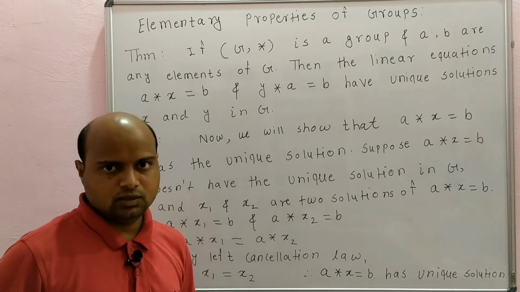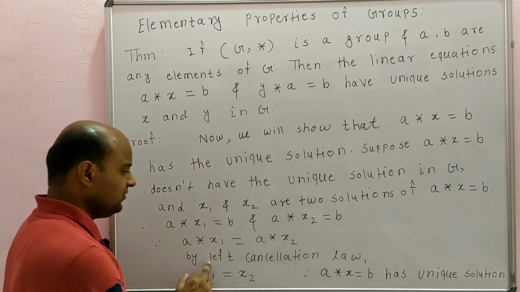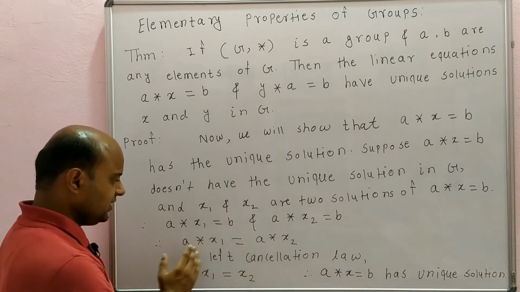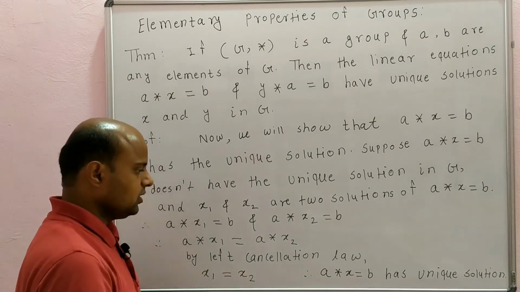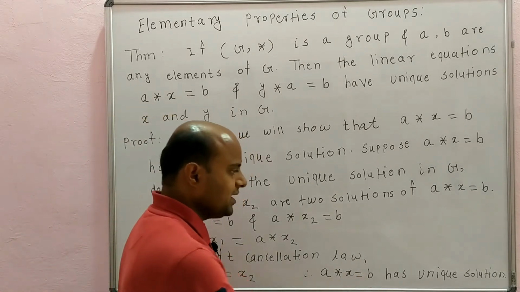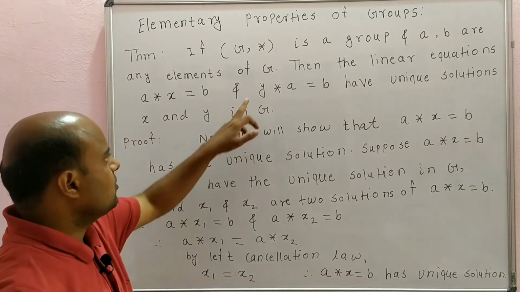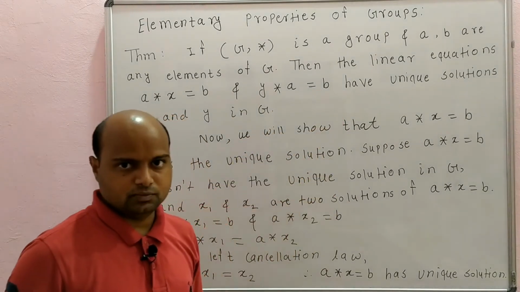We have just learned the left cancellation law holds in G. Therefore, by the left cancellation law, A will get cancelled from the left hand side, and so we will get x1 is equal to x2. Therefore, A star x is equal to B has a unique solution. Similarly, we can show that y star A is equal to B has a unique solution.